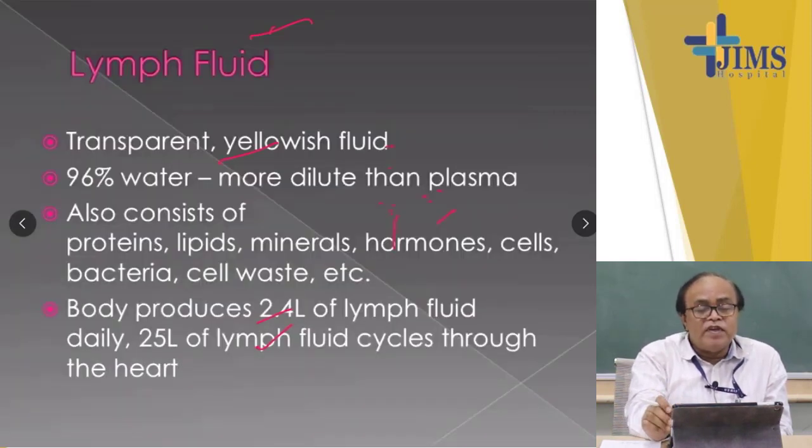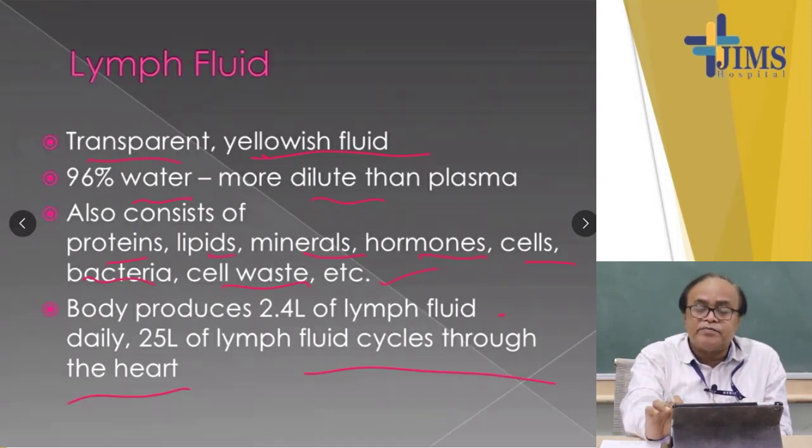And this lymph fluid, the nature of the lymph fluid: it is a transparent yellowish fluid, 96% water, more dilute than plasma. It also consists of protein, lipid, minerals, hormones, cells, bacterial cells, cell wastes, etc. The body produces 2.4 liters of lymph fluid daily, and 25 liters of lymph fluid cycles through the heart.